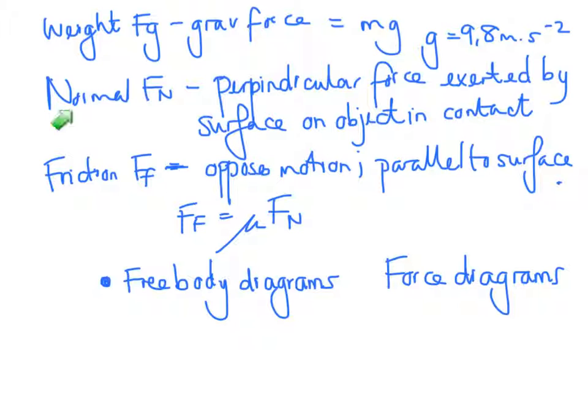The next one is normal force, which we symbolize with a little F with subscript n. It's a force that is perpendicular to the surface, and it is exerted onto the object. And then frictional force always opposes the motion and is always parallel to the surface. So we're going to have a perpendicular force and a parallel force, and that obviously links directly into inclined planes.